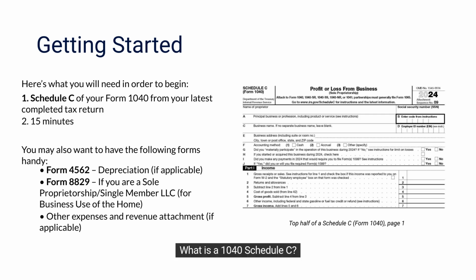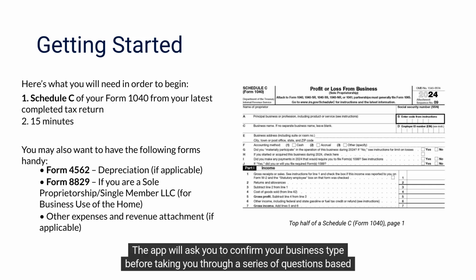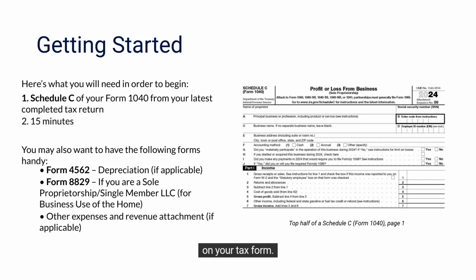What is a 1040 Schedule C? The image shown here on the right is what the Form 1040 Schedule C looks like. Once you have your forms together, you're ready to begin. The app will ask you to confirm your business type before taking you through a series of questions based on your tax form. Let's take a look at each step more closely.